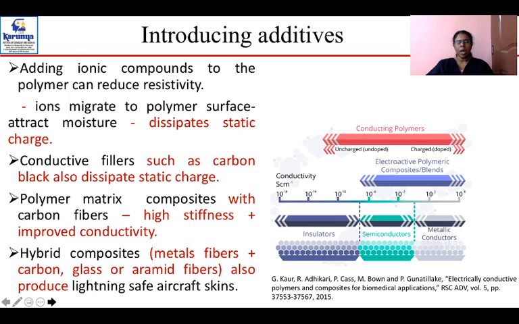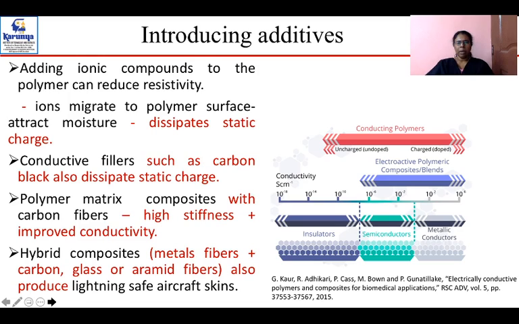And then also you can think about hybrid composites. That is, you can have a combination of metal fiber and carbon or glass or aramid fibers as the reinforcements in the matrix, which is nothing but your polymer. And this could really help with lightning-safe aircraft skins, which we saw as a drawback in the previous slide. So the picture here gives you an idea about the conductivity of insulators, semiconductors, metallic conductors. And if you initially see, if you talk about conducting polymers, you could really make them move slowly from the insulator level towards the metallic conducting level.